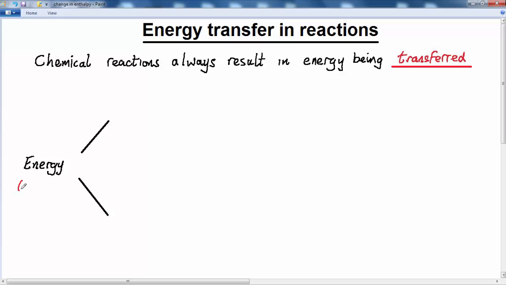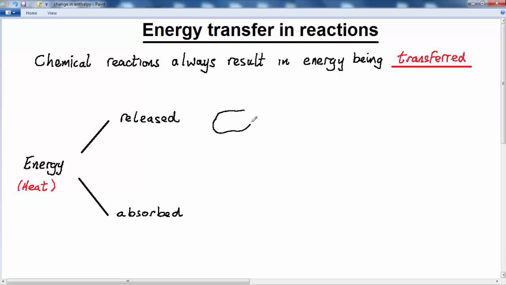Okay, so we'll write heat down here, but there are some cases, as you well know, where, for example, light will be released and also sound, depending on the type of reaction. But from our point of view, in this unit, we're really dealing with heat energy. So heat energy is always transferred in reactions, and it can be transferred in two ways. It can be released during the reaction, or it can be absorbed during the reaction.